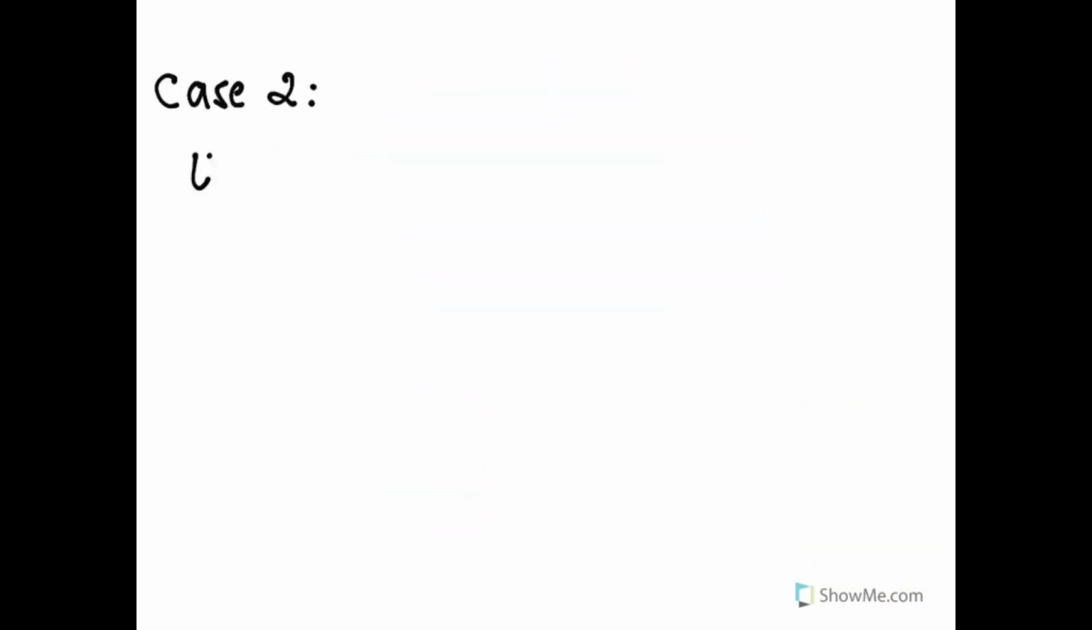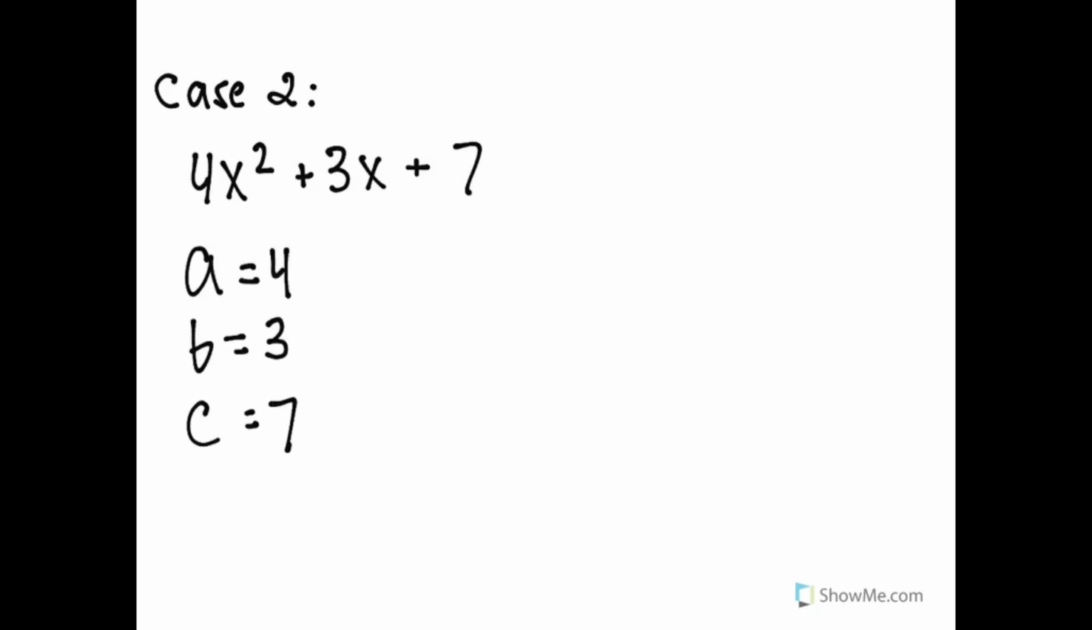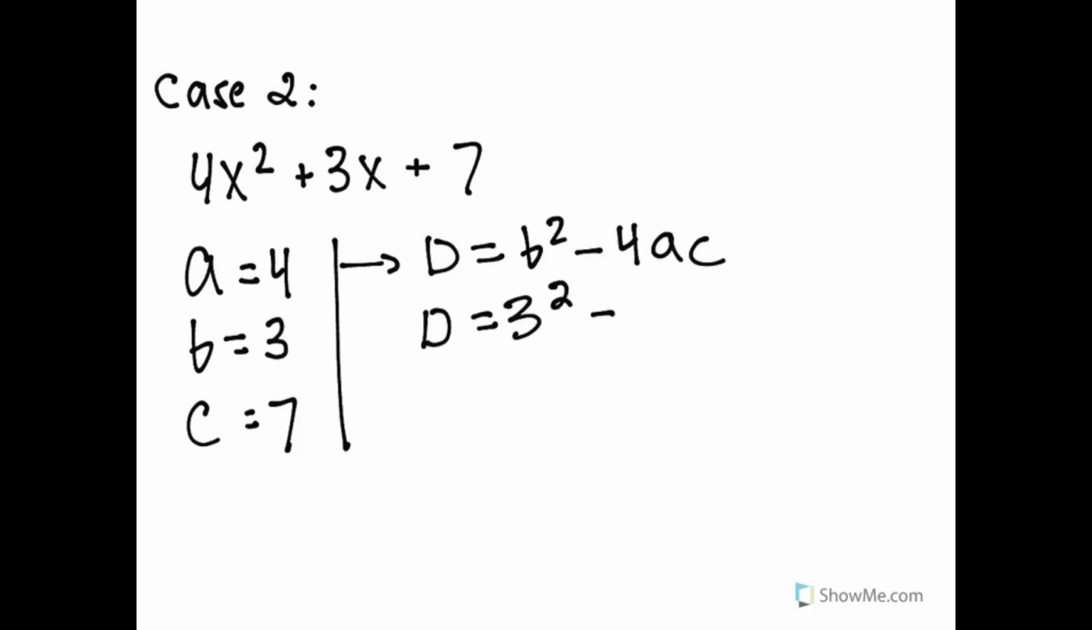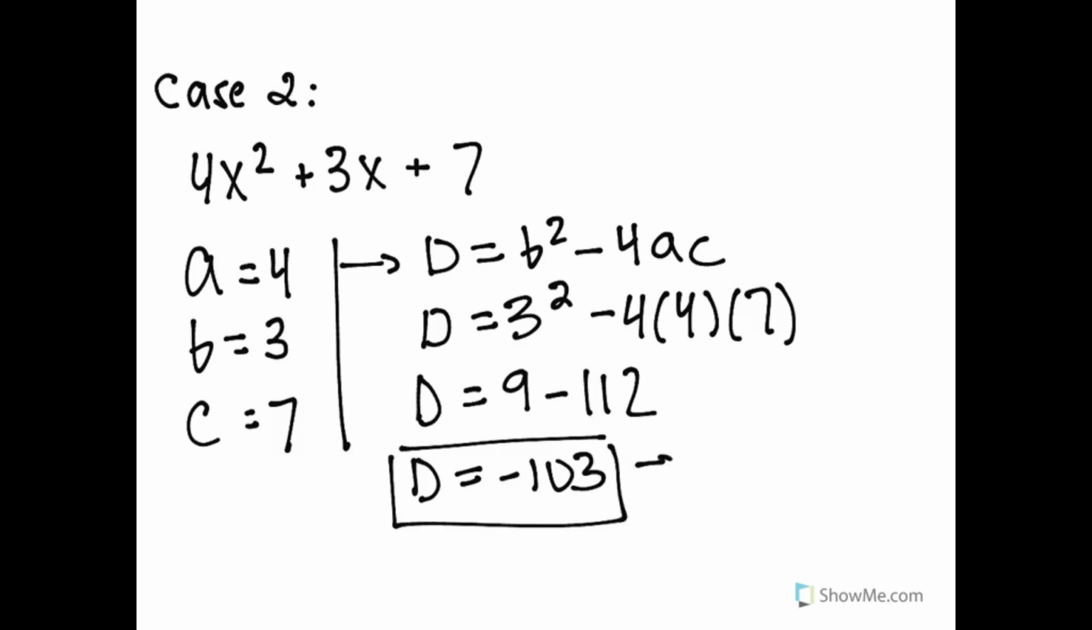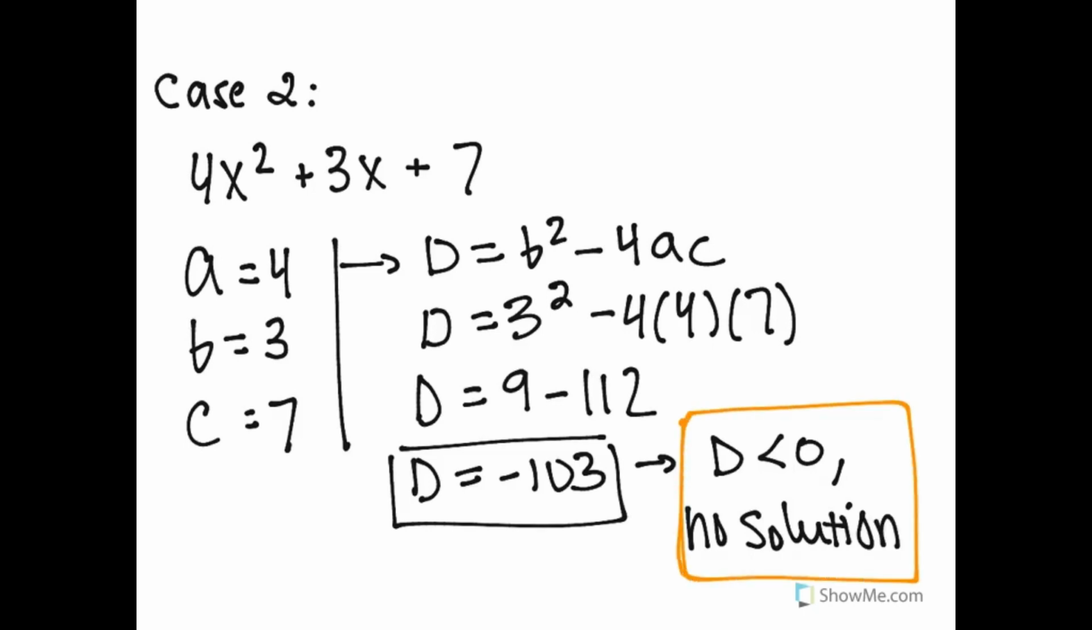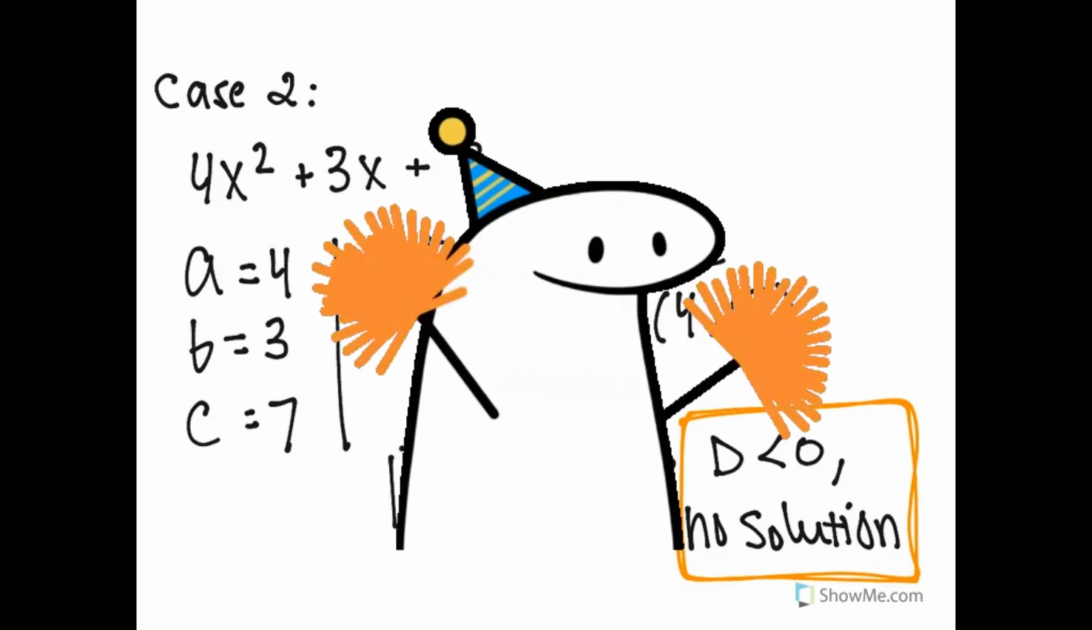I'm going to use the following polynomial as an example: 4x squared plus 3x plus 7. So again, we know that a is equal to 4, b is equal to 3, and c is equal to 7. And then we can plug this into our equation for the discriminant of b squared minus 4ac. We get that d is equal to 3 squared minus 4 times 4 times 7. D is equal to 9 minus 112, so D is equal to negative 103. So in this case, we have a situation where D is less than 0. And for this, the rule is that there is no solution. And again, I will tabulate the three cases and the three rules at the end for you to write down for your reference in the future.